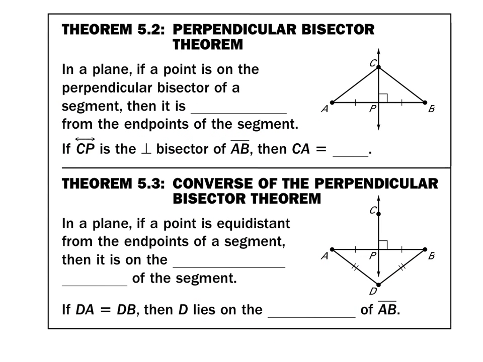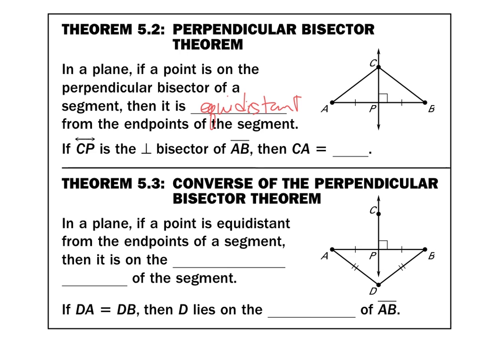Here's a theorem and a converse. Perpendicular bisector theorem, you can guess it, the hypothesis is right there. If a point is on the perpendicular bisector of a segment, then what's going to happen? Then this point is equidistant from the endpoints of the segment.